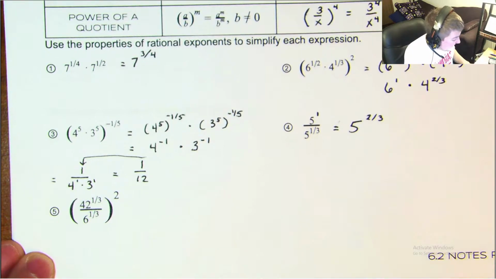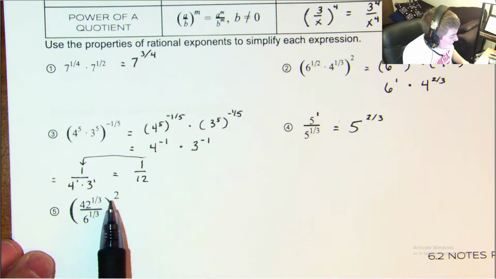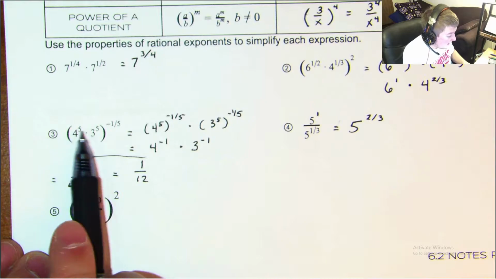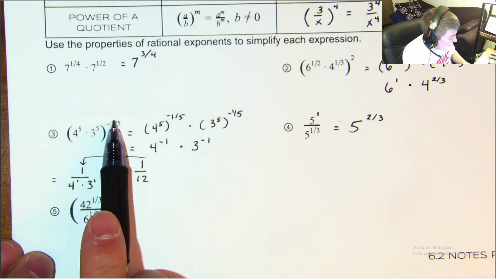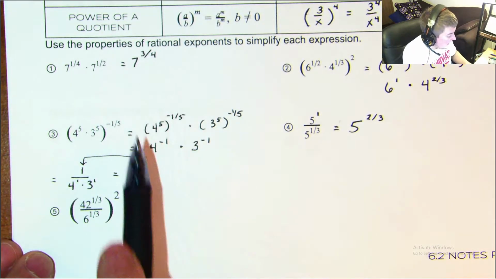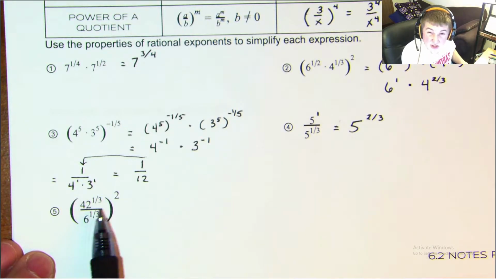Okay, number 5, we have different bases, and each of them are being taken to the 1/3 power here. But if you look at our previous problems, just like when I had a power of a product, here it's very similar in which I have a power of a quotient, because I'm dividing. So I have a power of a quotient.